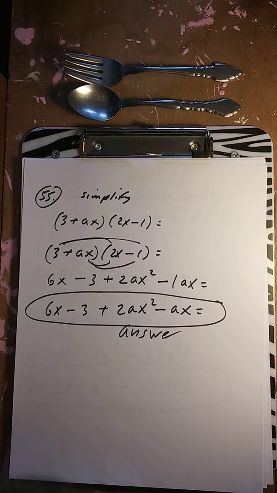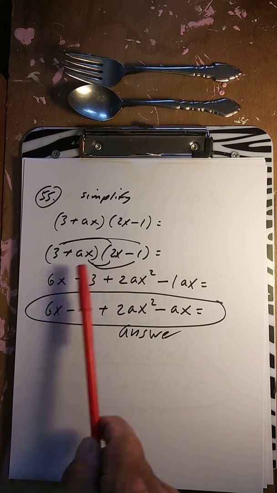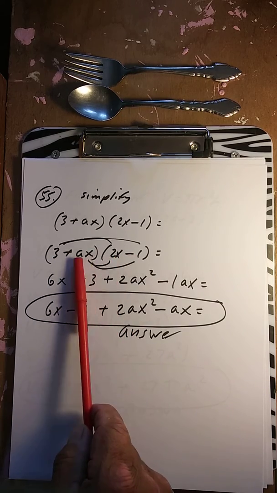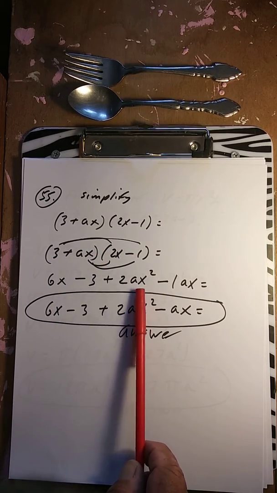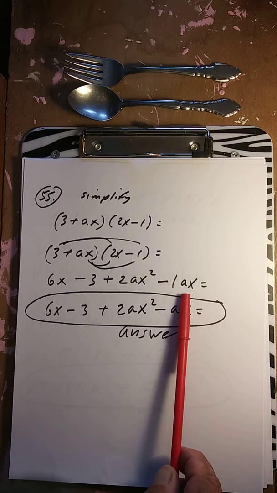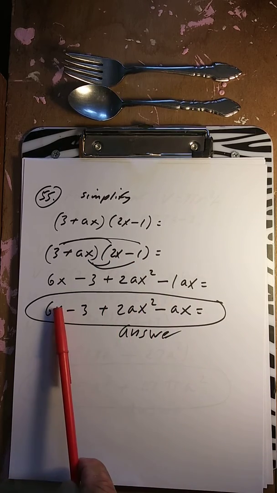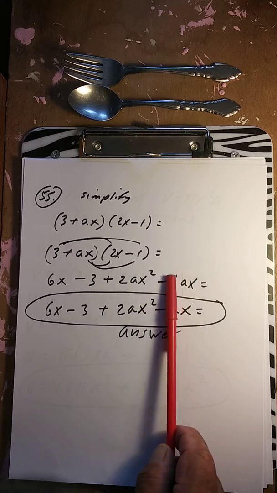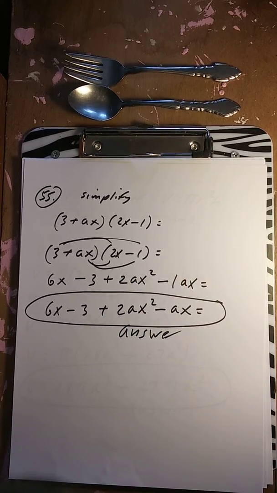Let's multiply these out. Ready? So 3 times 2x, 6x. 3 times that, negative 3. That times that is going to be 2ax squared. And this times this is negative 1ax. So let's rewrite it. 6x minus 3, 2ax squared. And then instead of the 1, just put minus 8x.